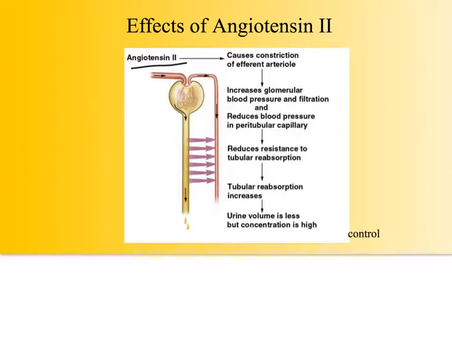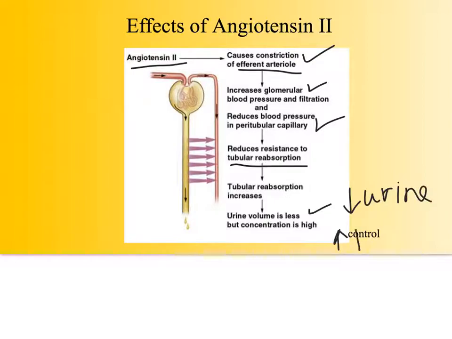So angiotensin 2 comes in. It constricts the efferent arterioles. That increases the blood pressure in the glomerulus. It reduces the blood pressure in the capillaries, so it reduces tubular reabsorption. So we make less urine. If you make less urine, that increases your blood volume, and that's going to increase your blood pressure, which is what we want to do.